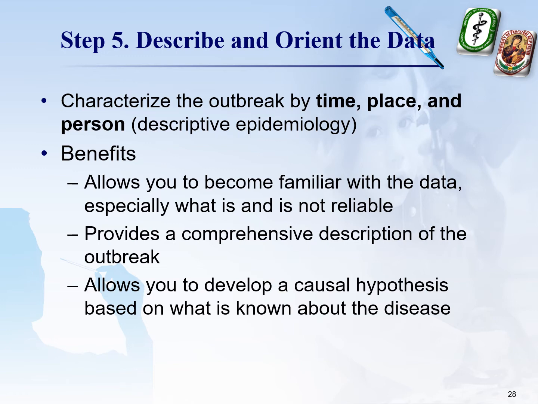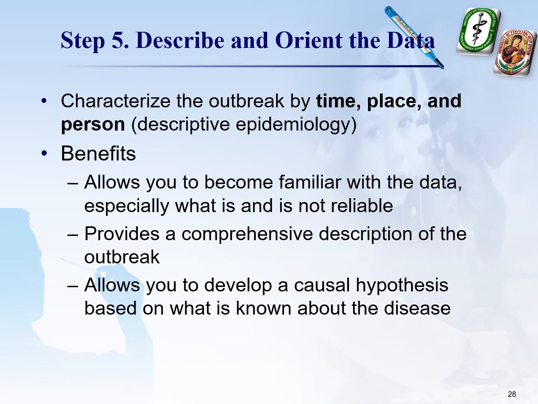Second, it provides a comprehensive description of the outbreak by showing its trend over time, its geographical extent, and the population affected by the disease. This description lets the epidemiologist begin to assess the outbreak in light of what is known about the disease, the usual source, mode of transmission, risk factors, etc., and to develop causal hypotheses. You can in turn test these hypotheses using the techniques of analytic epidemiology described later.